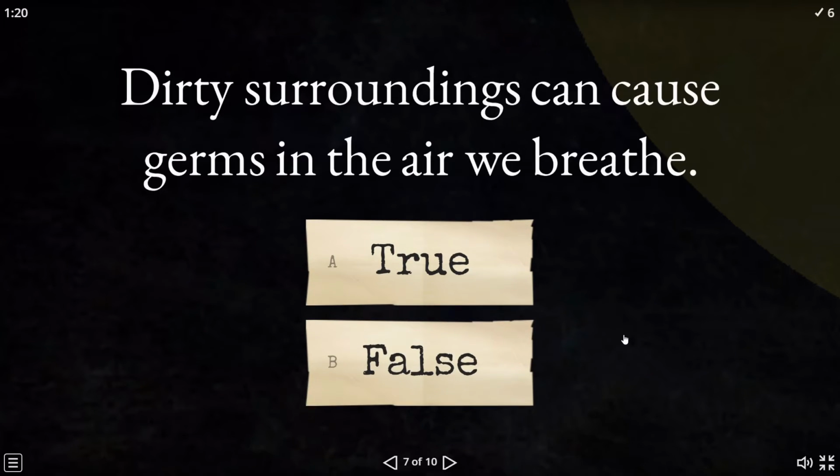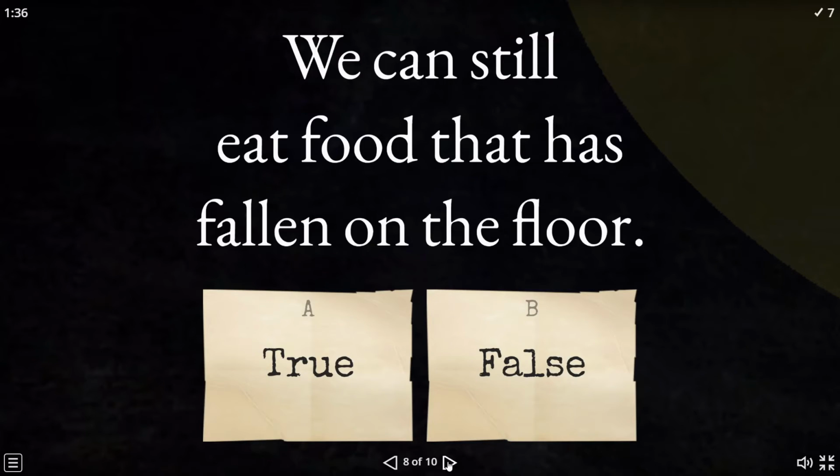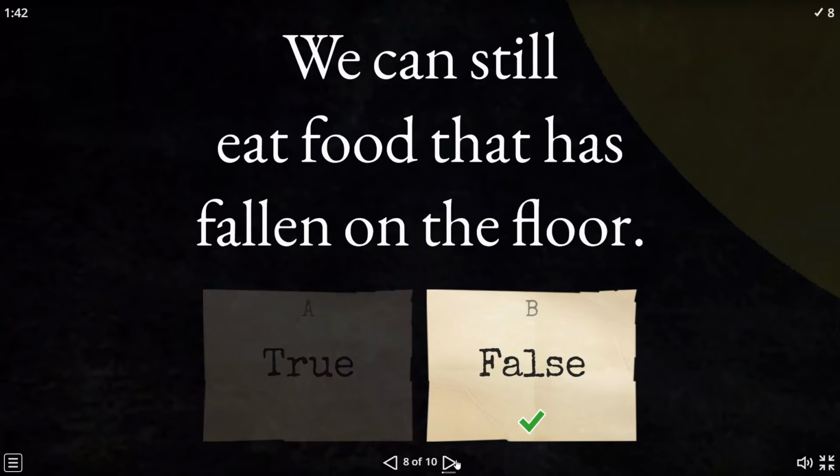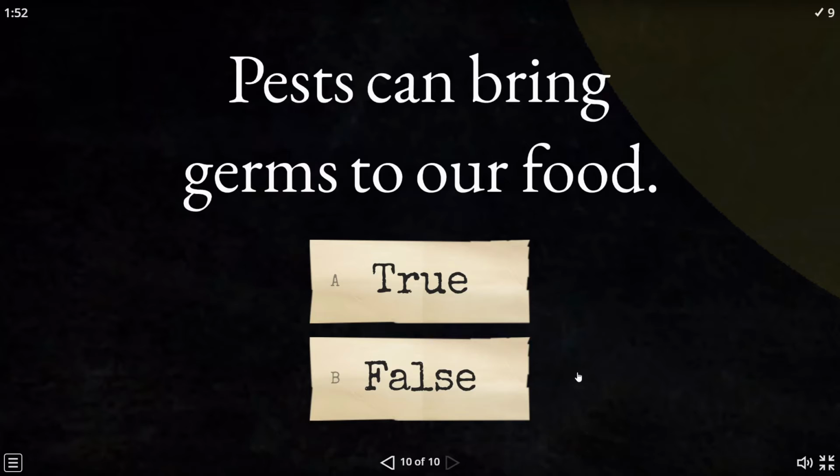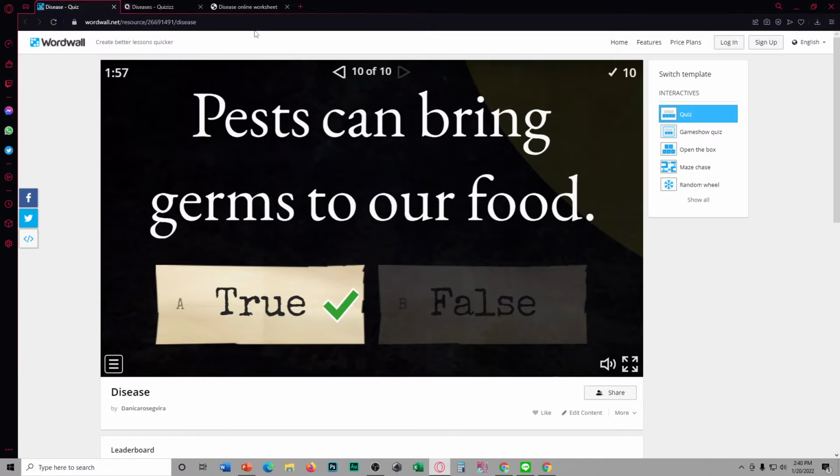Dirty surroundings can cause germs in the air we breathe. True or false? True. We can still eat food that has fallen on the floor. False. We can wear a shirt for 5 days without washing it. False. The last one is pests can bring germs to our food. True. Very easy.